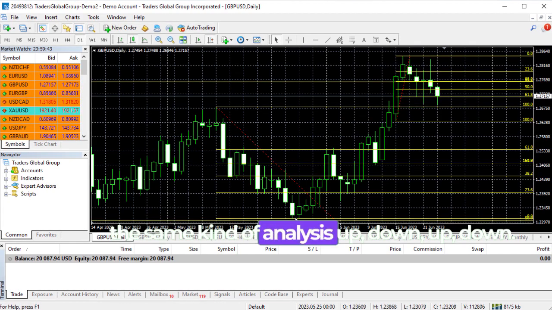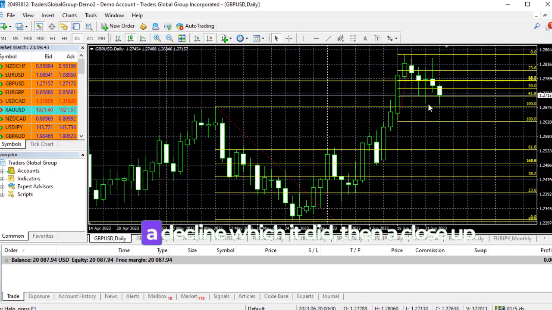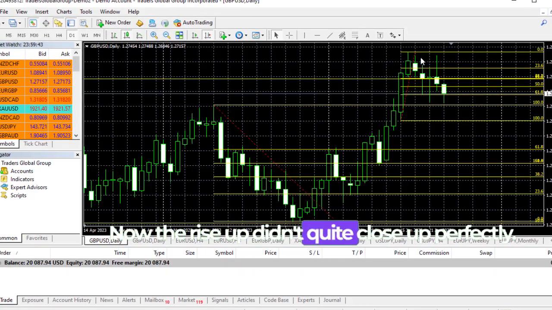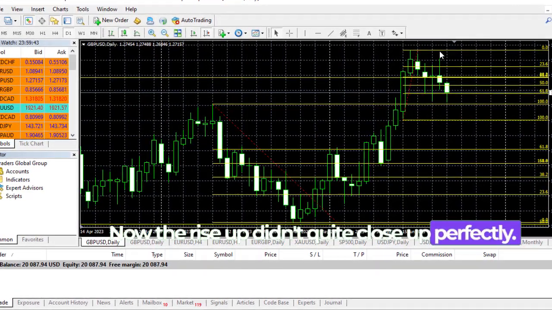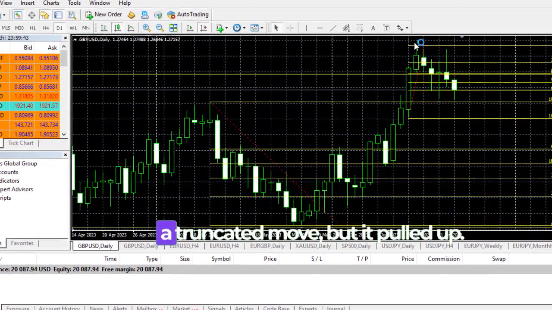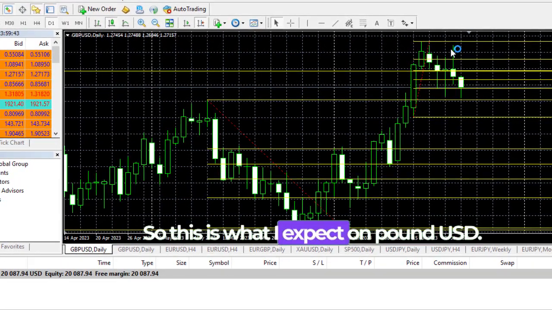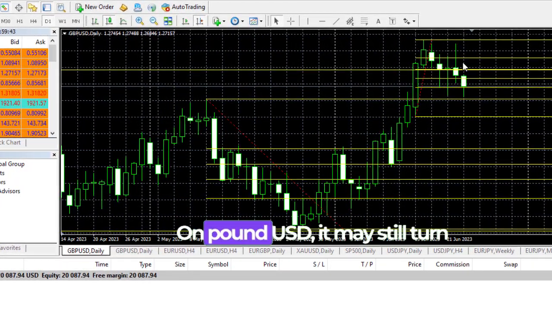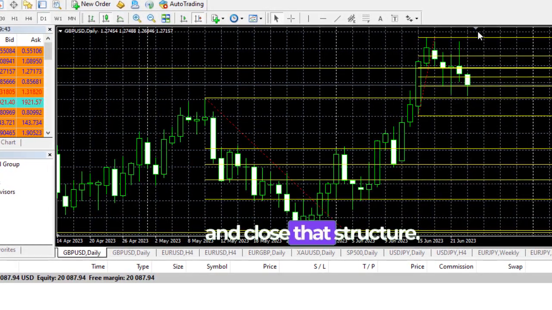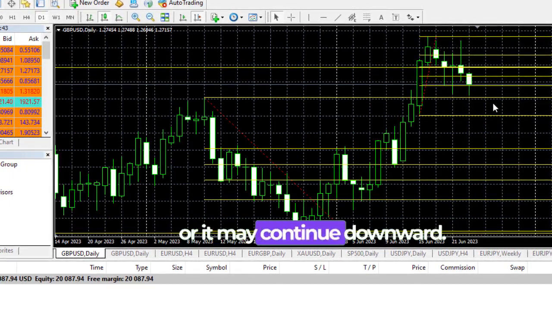it was the same kind of analysis, up, down, up, down. Within the week, I was expecting that we'd have a decline, which it did, then a close up. Now, the rise up didn't quite close up perfectly. That happens sometimes in structure where you have a truncated move, but it pulled up. So this is what to expect on Pound USD. It may still turn around and completely go up and close that structure. That may still happen eventually. Or it may continue downward.